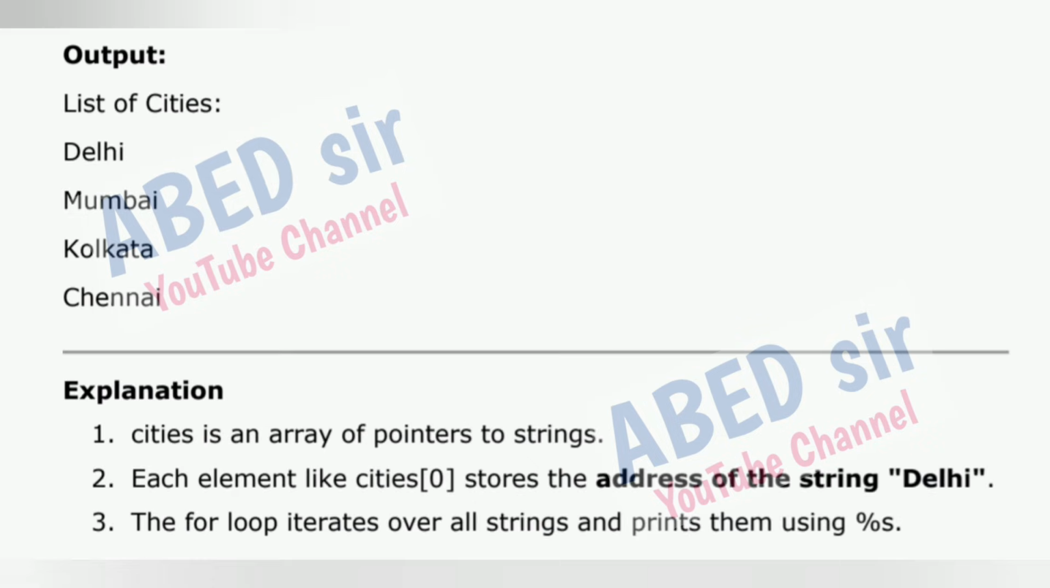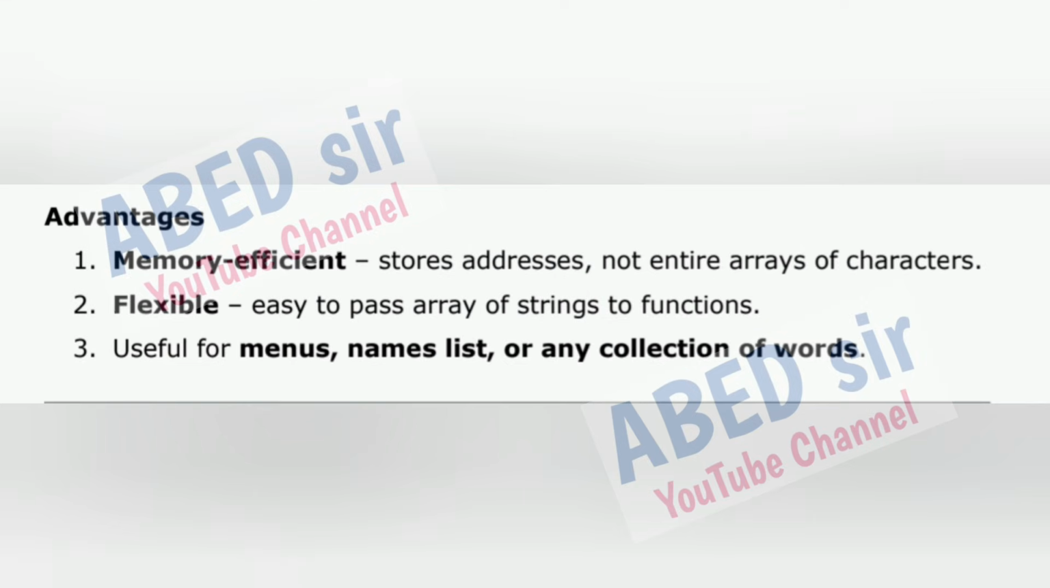return 0; } Output: List of cities: Delhi, Mumbai, Kolkata, Chennai. Explanation: 1. cities is an array of pointers to strings. 2. Each element like cities[0] stores the address of the string "Delhi". 3. The for loop iterates over all strings and prints them using %s.